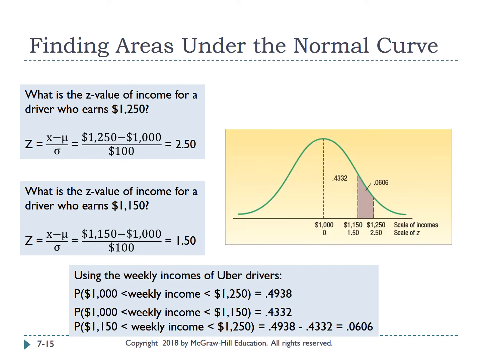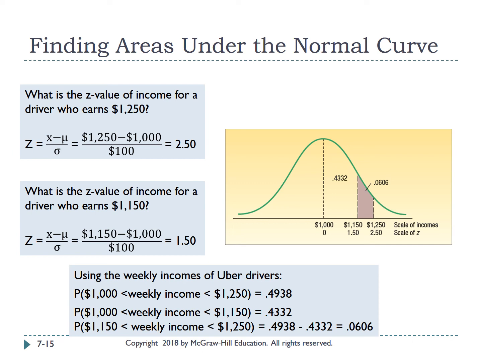Finding areas under the normal curve. What is the Z value of income for a driver who earns $1,250? Start with the formula of Z. Z equal X minus mu divided by sigma. Substitute the values. So we have 1,250 minus 1,000 divided by 100. Answer is 2.5. What is the Z value of income of a driver who earns $1,150? Z equal X minus mu divided by sigma equal 1,150 minus 1,000 divided by 100, which is 1.5.